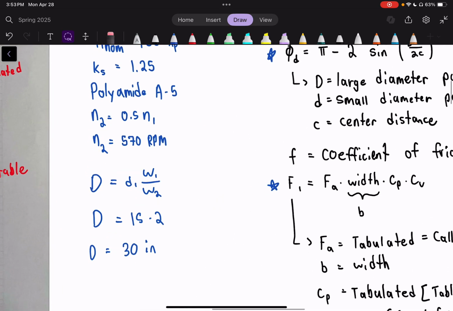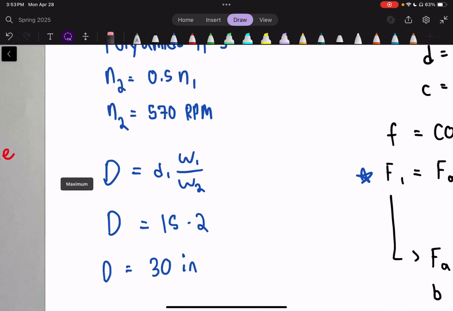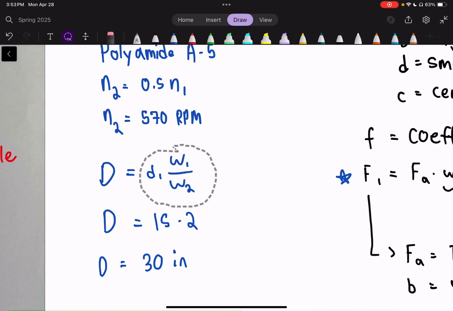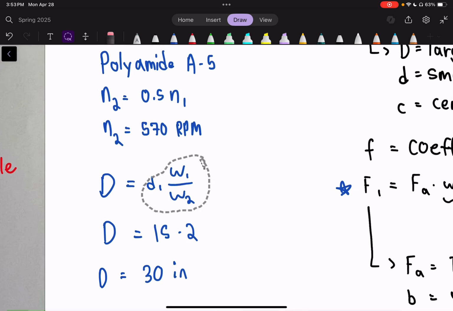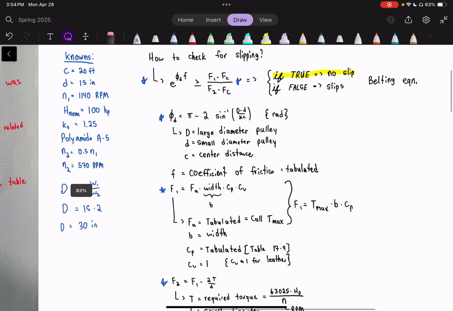Now the larger diameter is able to be retrieved from the relationship between rotational speed and diameters. So with this relationship, we're able to see that 1140 over 570 is going to give us 2, and the large diameter is going to be twice the small diameter of 15 inches, which is 30 inches.